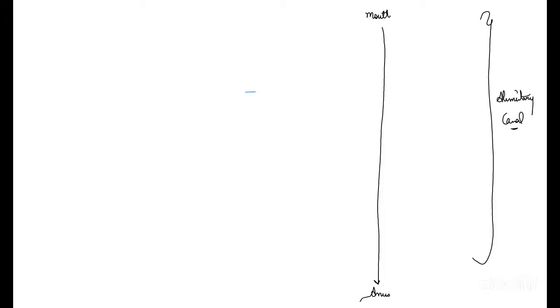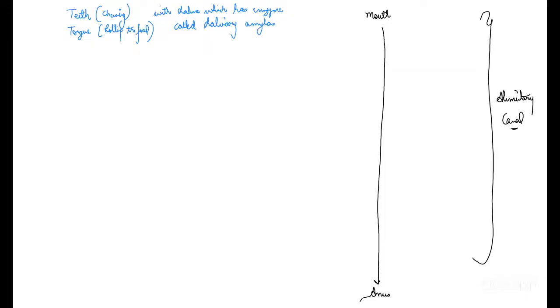Now, first is the mouth. So in the mouth, teeth are responsible for chewing, and the tongue is responsible for rolling the food with saliva, which has an enzyme called salivary amylase.